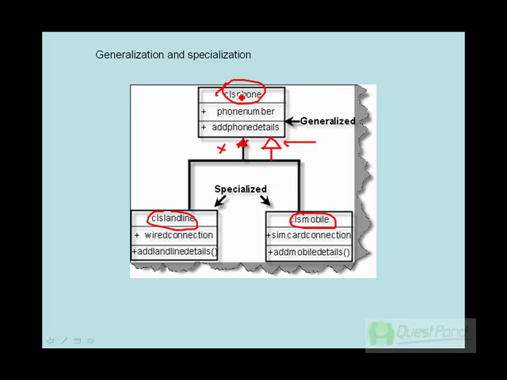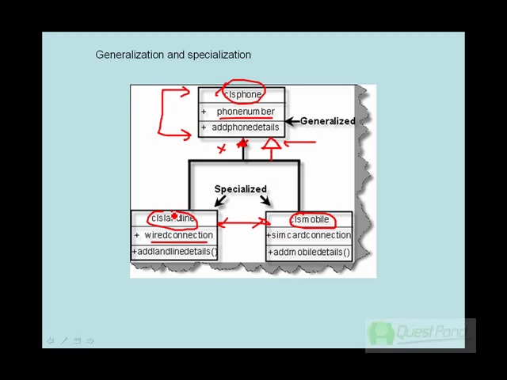So if you want to define such a relationship, or show such a relationship in your technical document, you basically use the hollow arrow, and you show the parent class at the top, the hollow arrow, and then the specialized classes. Over here you can see that the parent class has a phone number, while the landline child class has a wired connection, because that's an extra property.